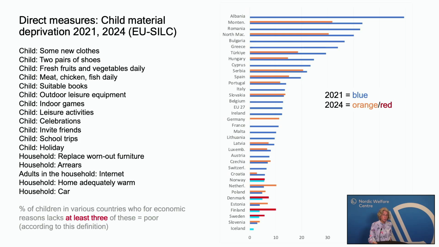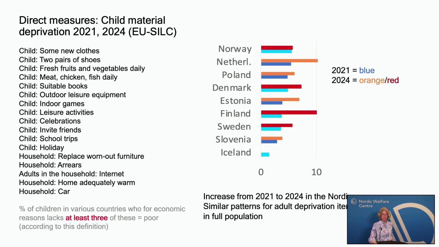This is, of course, not surprising because we've had a huge cost of living crisis. We've had price increases in these countries, so we're not surprised to see this, and it's very consistent across these richer countries. One exception is actually Norway. I don't know why, because they look like the others when you look at adult material deprivation. Here I've just enlarged the part with the Nordic countries, and we see an increase in child material deprivation during the last 3 years in the Nordic countries.